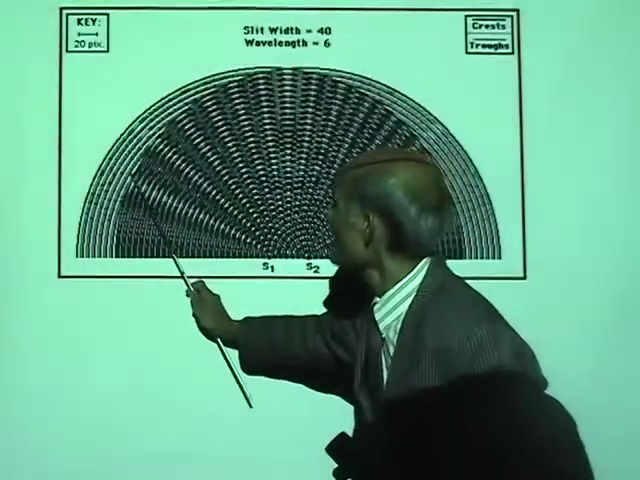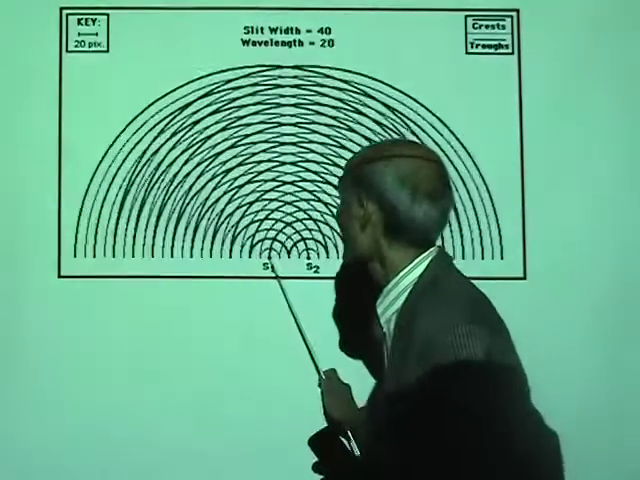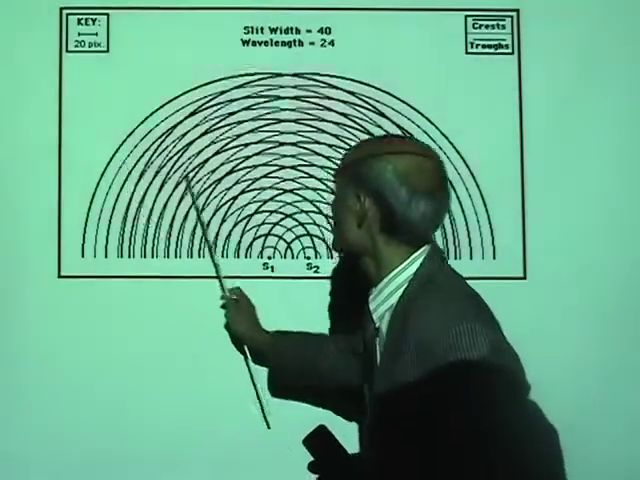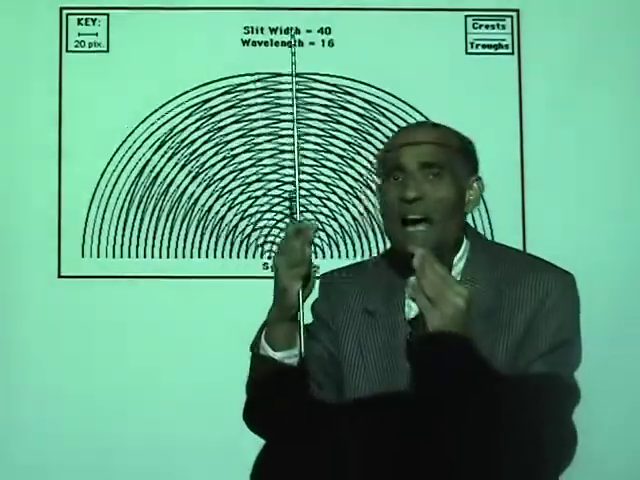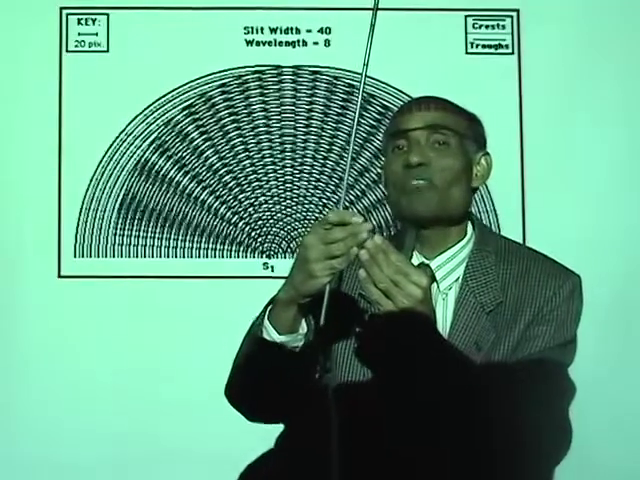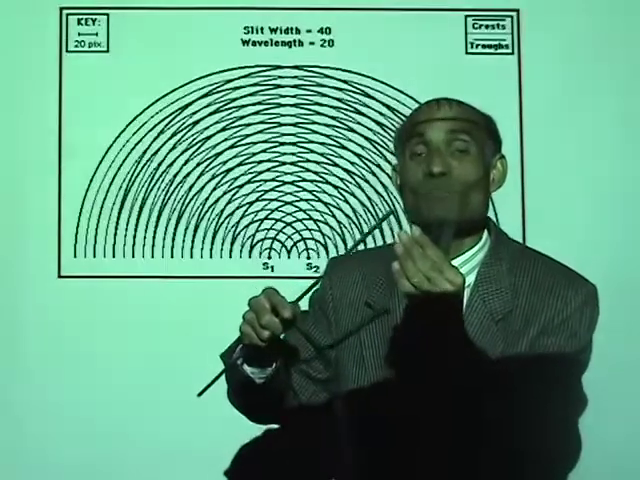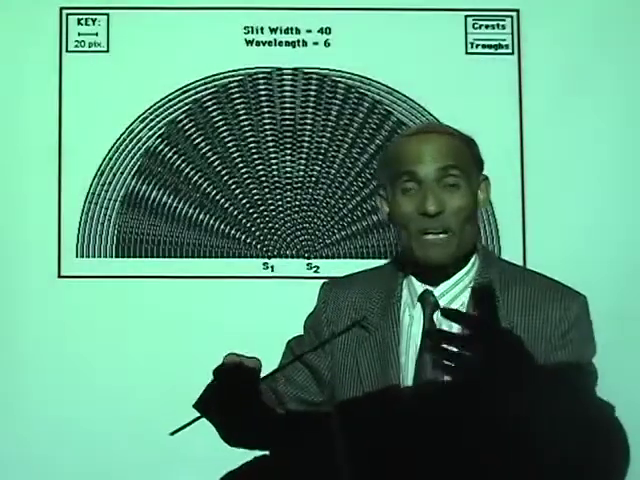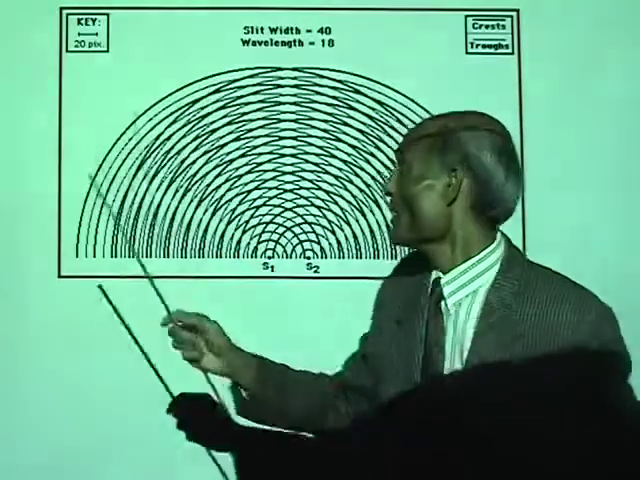Now if you are standing over here, sound comes from loudspeaker 1 and loudspeaker 2. If they arrive in phase, what is the meaning of that? The compression of one falls on the compression of the other. That's what it means to be in phase. Then you hear a loud sound.